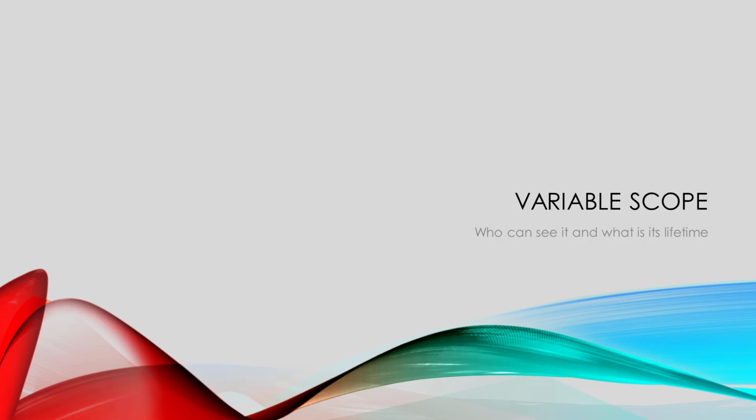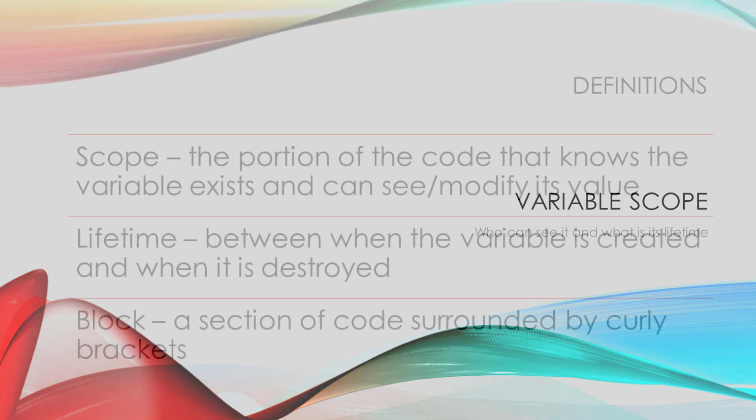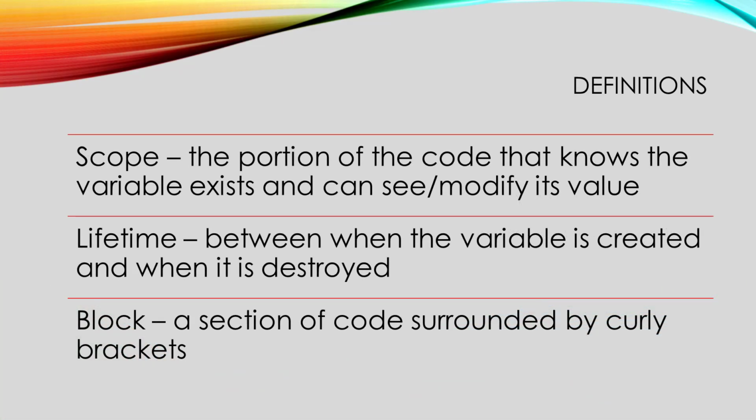These variables are called local variables. We need to start this discussion with a few definitions. The scope of a variable is the portion of the code that can see and modify its value. So scope is about the structure of your source code. It's something the compiler checks, and problems with scope will be detected when the code is compiled.